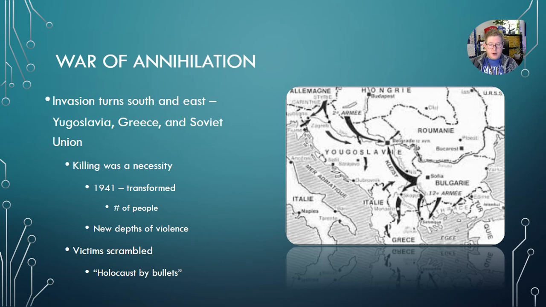In 1941, it transformed into something very different. As they're moving south and east, they're encountering groups of people that were deemed enemies, primarily those that lived in the Balkans and most notably the Soviets. They were very much against the Soviets. We also see new depths of violence towards a variety of groups, including civilians, Soviet POWs, the Roma, and obviously the Jews, who are now openly going to be targeted for annihilation.